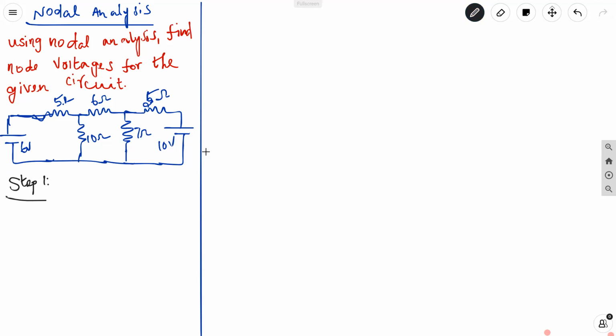You know that in a mesh problem, we always first count the number of meshes where we need to find the current. Similarly, in the nodal method, you need to find the number of nodes. I'll repeat: you need to count the number of nodes at which the voltage is unknown. So that is step number 1.